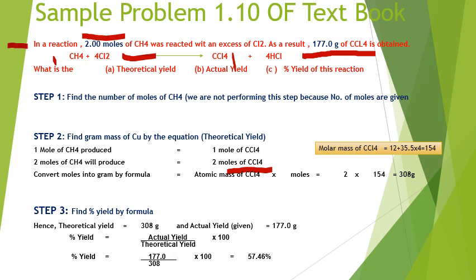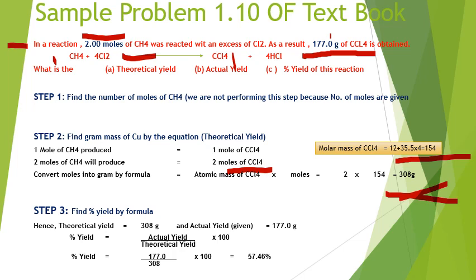So multiply it with the molar mass of CCl4. How to calculate it and how much it will be? This one is 12 plus 35.5 into 4. You will get 154 grams. Right? How much amount are you getting? 308 grams. You can see actual yield is less than that of the theoretical yield, 308 grams, and the actual one is 177.0 grams.